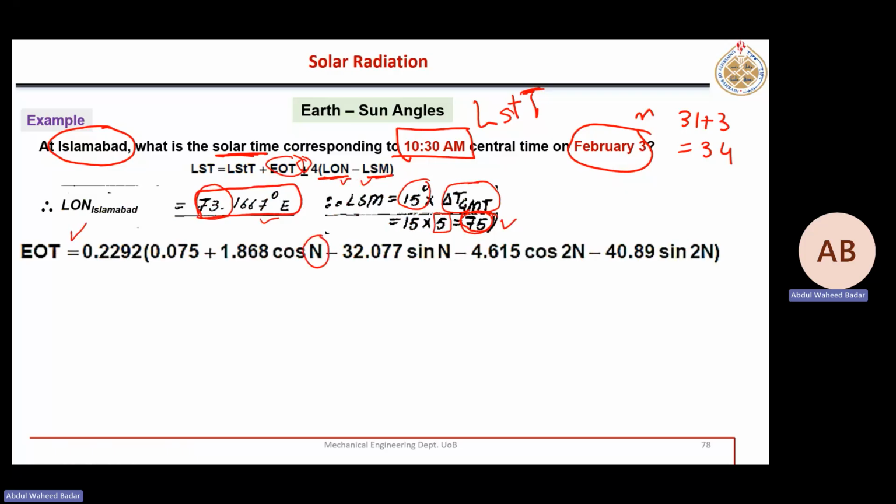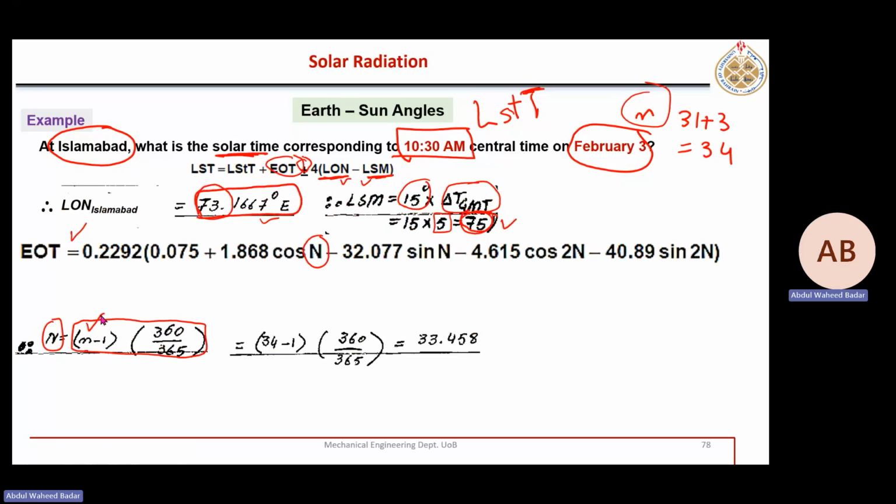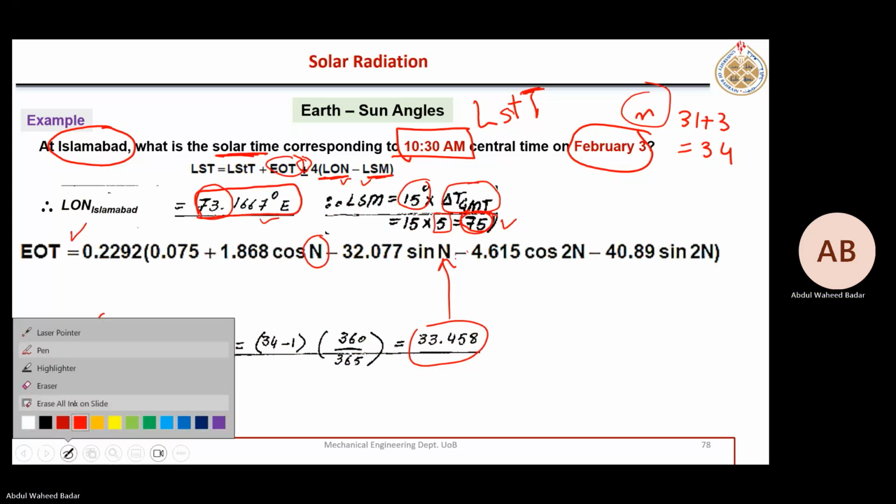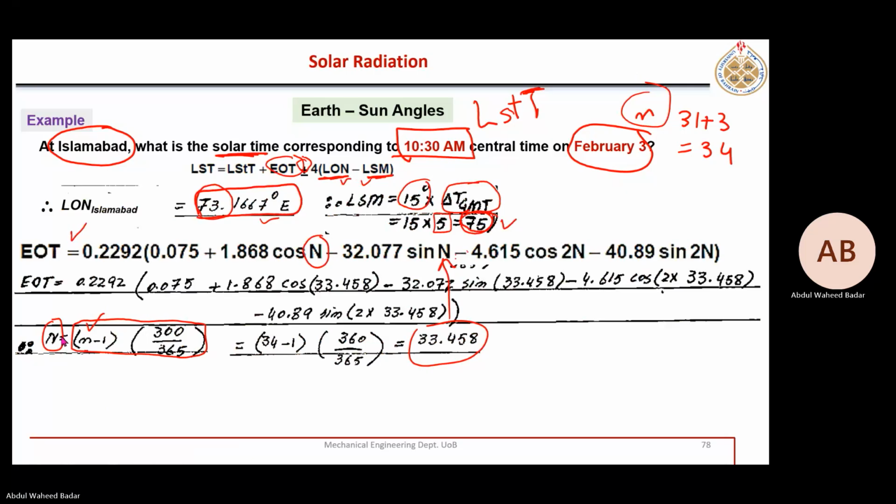Here, n is related to the nth day of the year. So find out capital N first. Here is the equation. All these equations will be given to you. So here is the nth day. Just put the nth day, which is 34, put this n here, put values and find out the answer. So that is the equation of time. The answer will be in minutes. The unit of this is minutes. So it comes out to be minus 13.35 minutes.